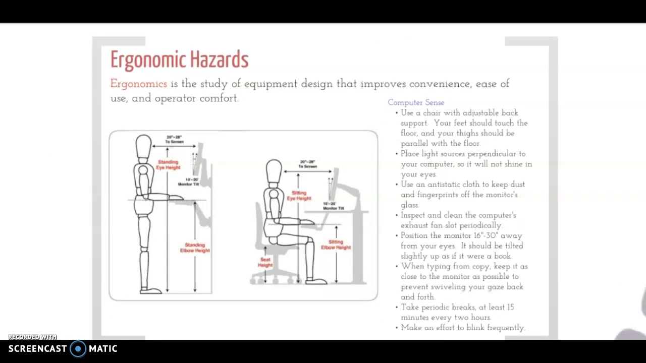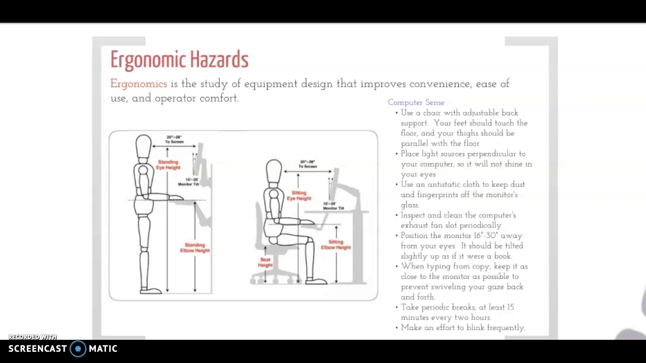Ergonomics is the study of equipment design that can improve the convenience of use for the operator. For computer use, you should use a chair that has an adjustable back for support. You should place light sources perpendicular to your computer so they will not shine in your eyes. You should use anti-static cloth to keep the dust and fingerprints off the monitors and glass. You should inspect and clean the computer fan periodically.